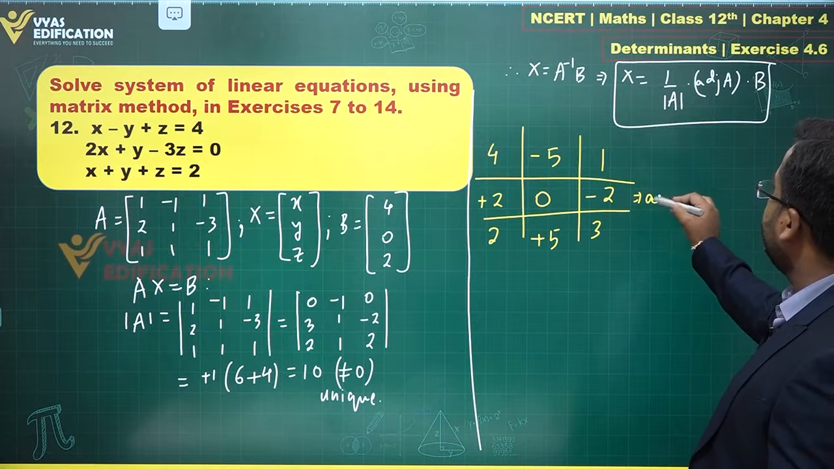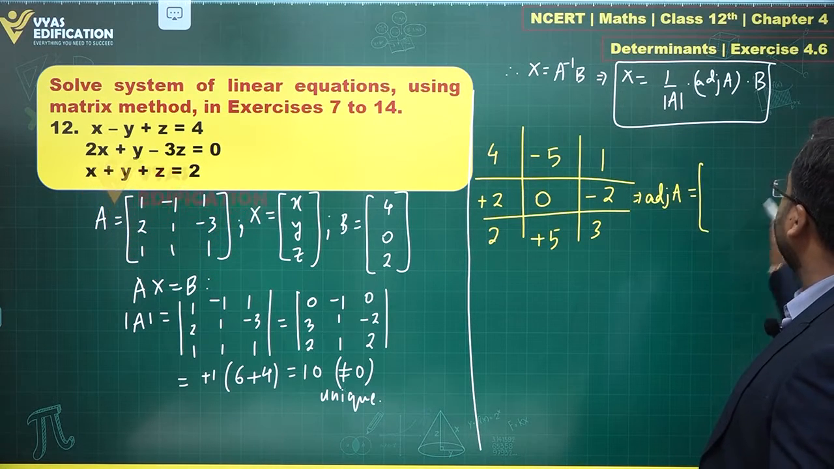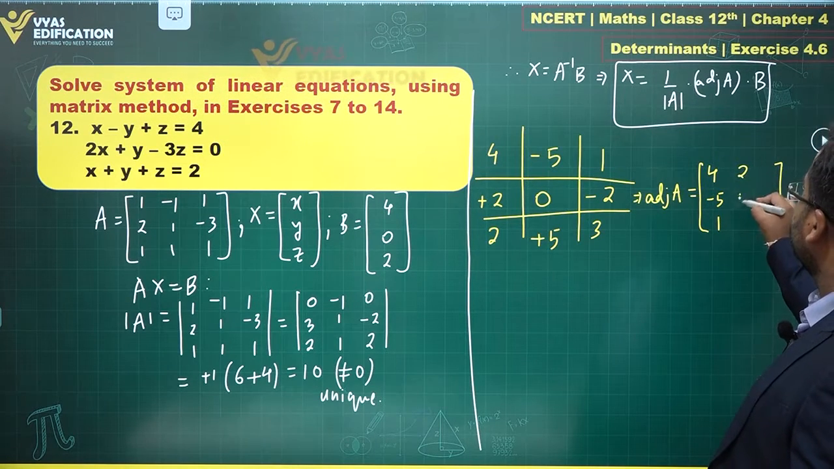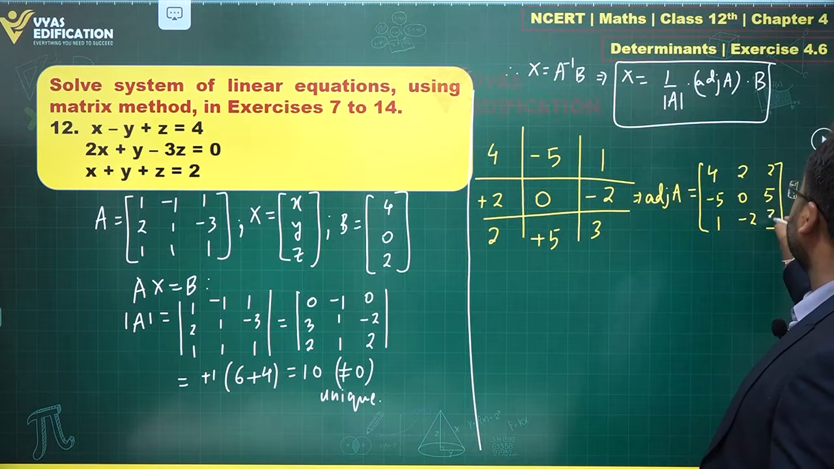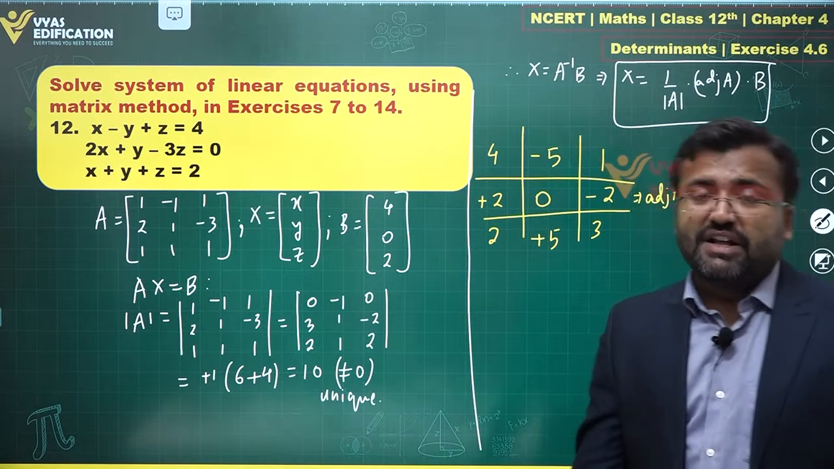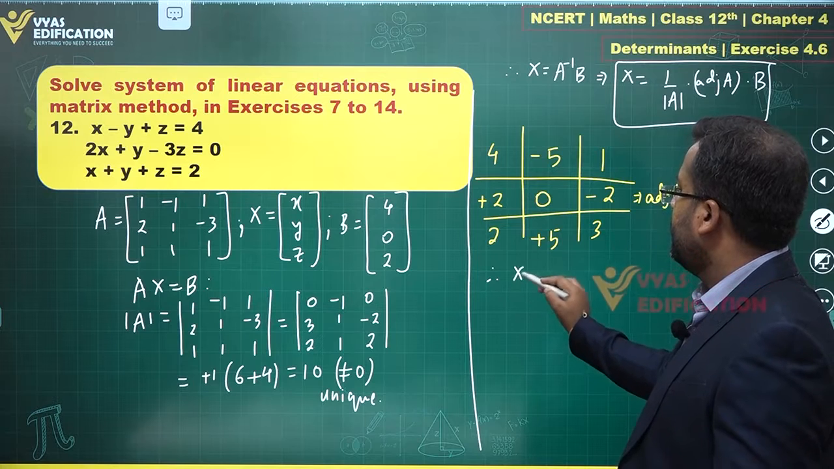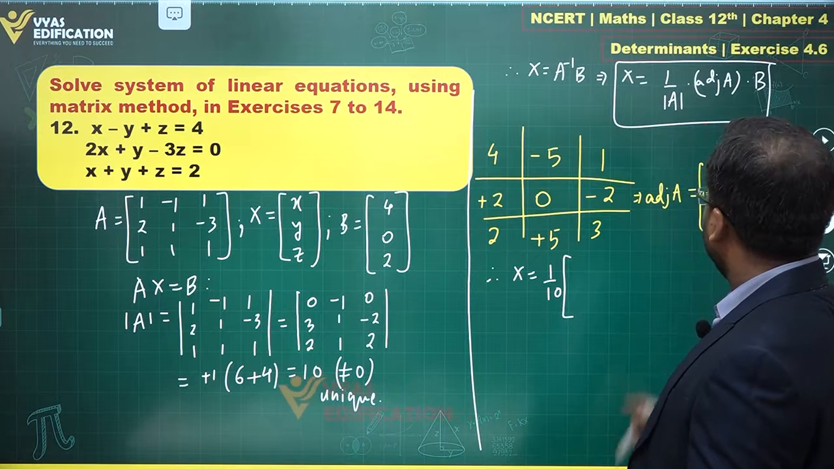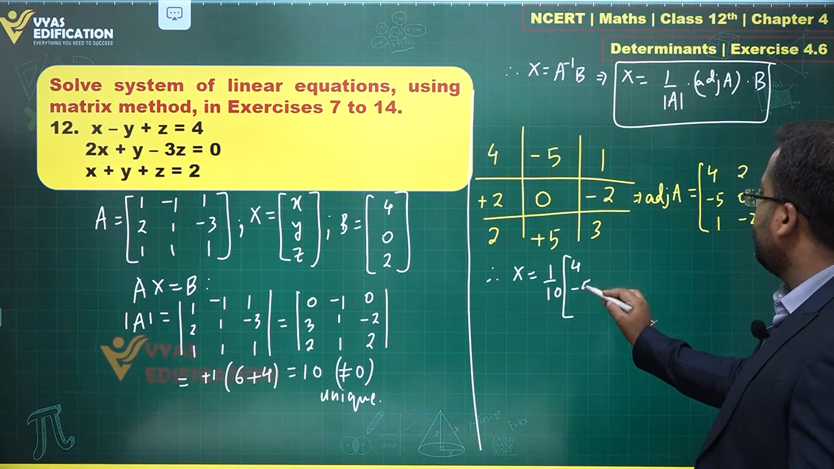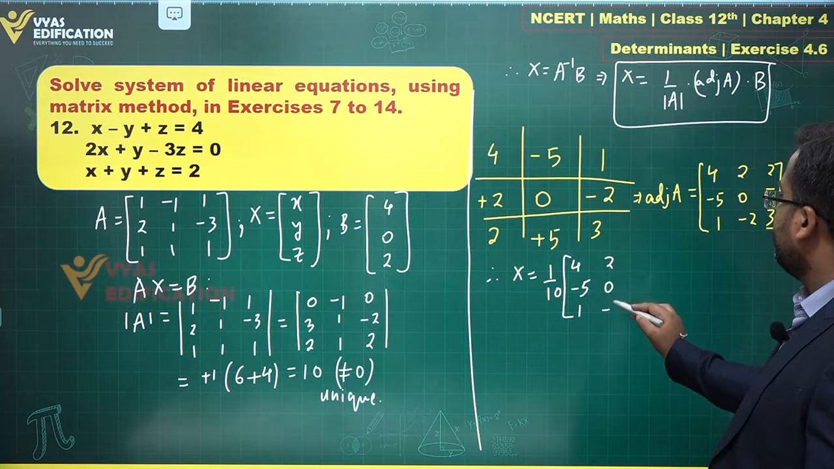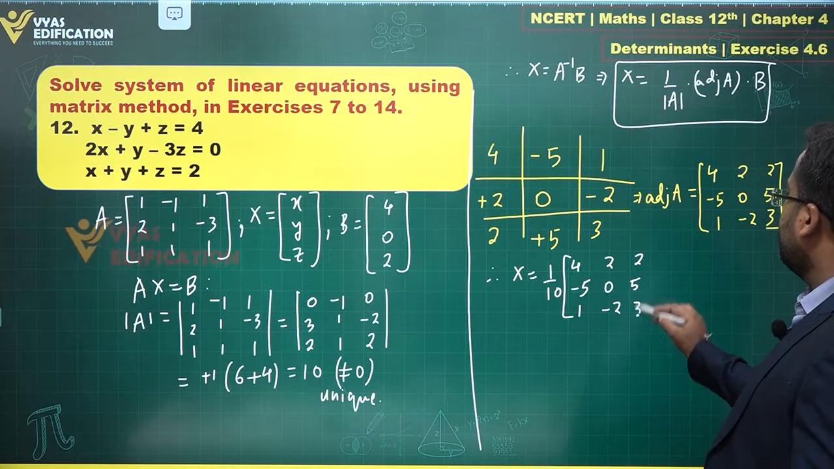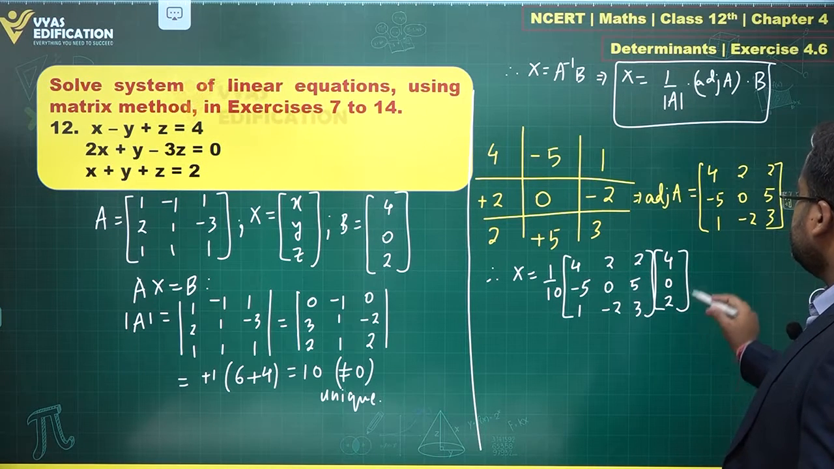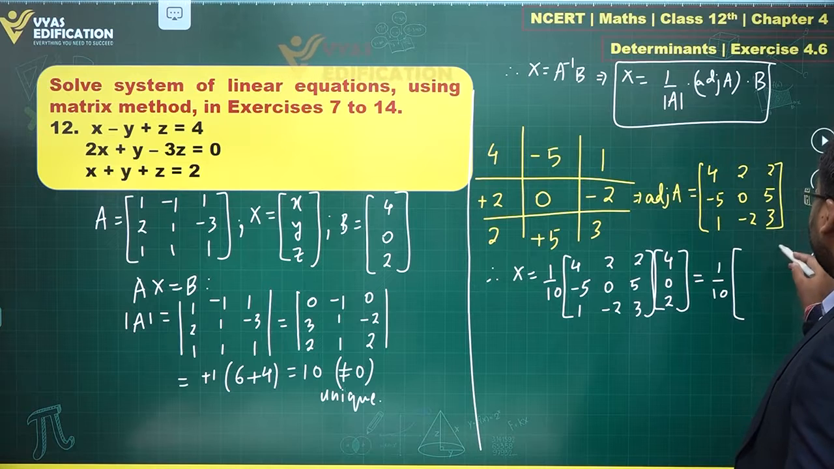Therefore, this gives me the adjoint of A is equal to what? Transpose of this: 4, minus 5, 1, 2, 0, minus 2, and 2, 5, 3 is what I get. Once I know this much, X will be equal to 1 upon the determinant of A, 1 upon 10, times the adjoint of A, 4, minus 5, 1, 2, 0, minus 2, and 2, 5, 3, times the matrix B. What is the matrix B? 4, 0, 2. This is equal to 1 by 10 times this matrix over here.